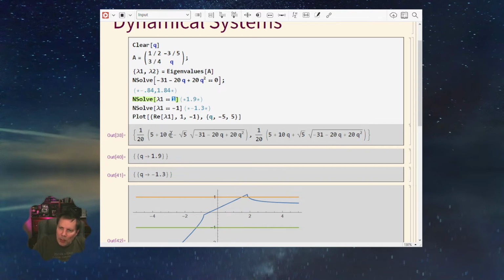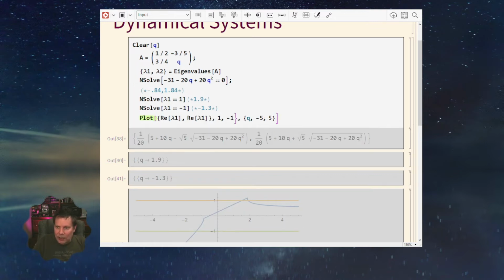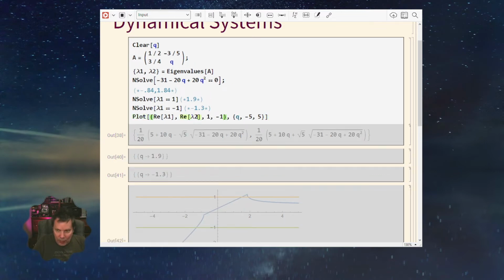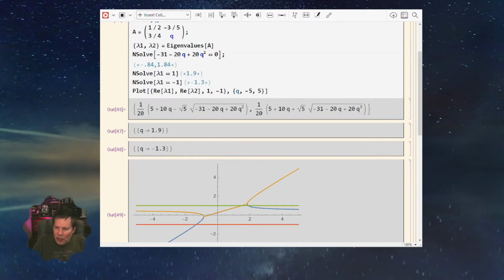So let me put this other eigenvalue back here, the real part of it at least. Let's see what happens and what I can get out of this. I want to make this into a 2. Now, when I look at this, the orange one, the real value is bigger than 1.